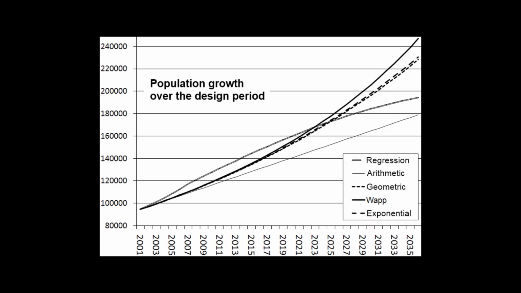And this population increase can be quite significant. This graph shows the evolution of the population numbers for a 2.5 growth rate for different forecasting methods. After 30 years, the population would have more than doubled.